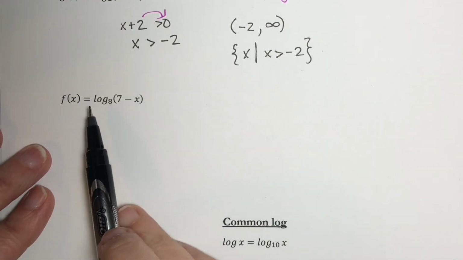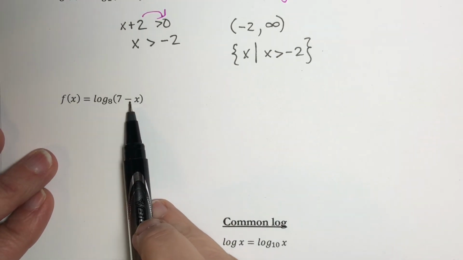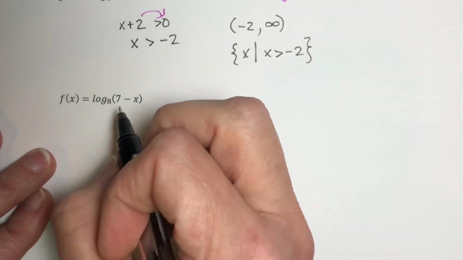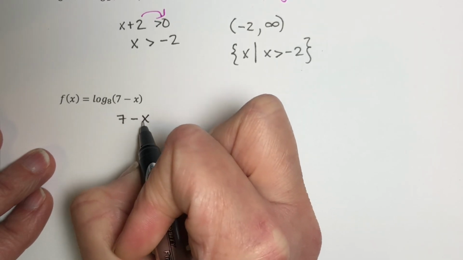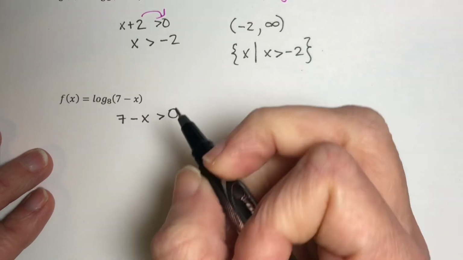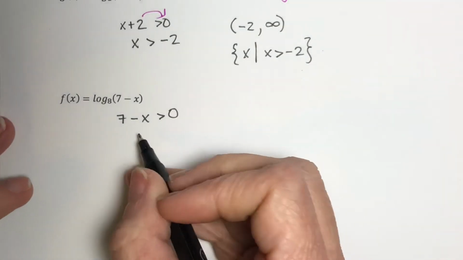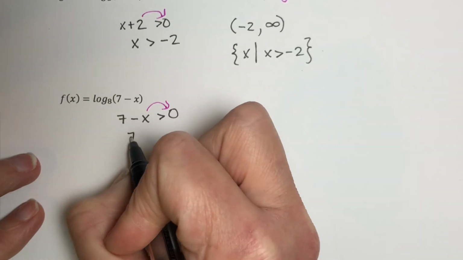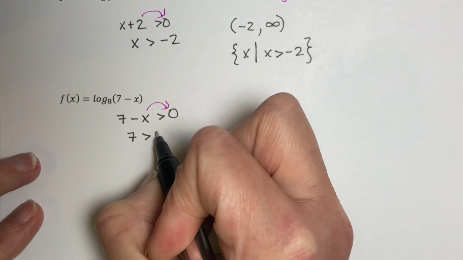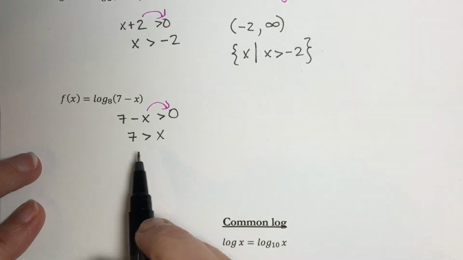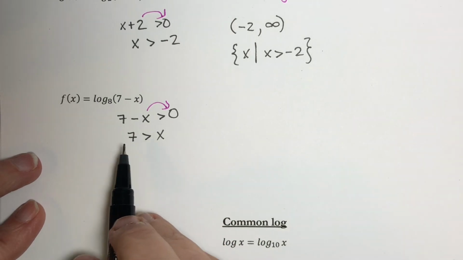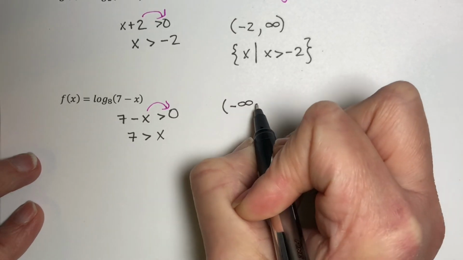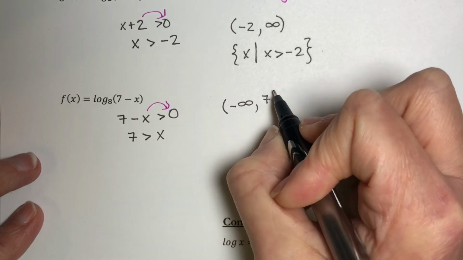Now for this one, I have log base 8 of 7 minus x. And again, my argument needs to be greater than 0. So 7 minus x needs to be greater than 0. Since this is a negative, I'm going to move the x over to this side. And I have 7 is greater than x. So that means 7 is as large as it possibly could be. So that means I'm allowed to start at -infinity and go up to, but not including 7.